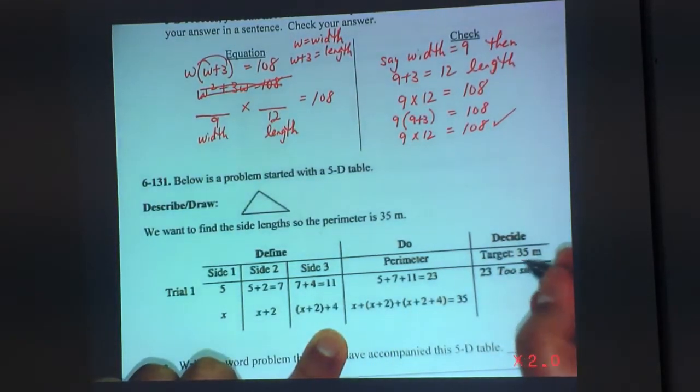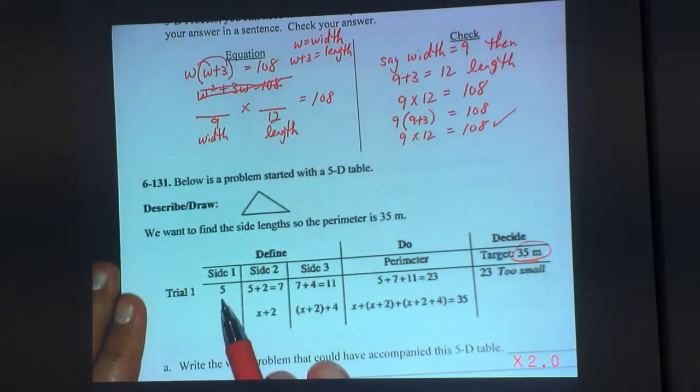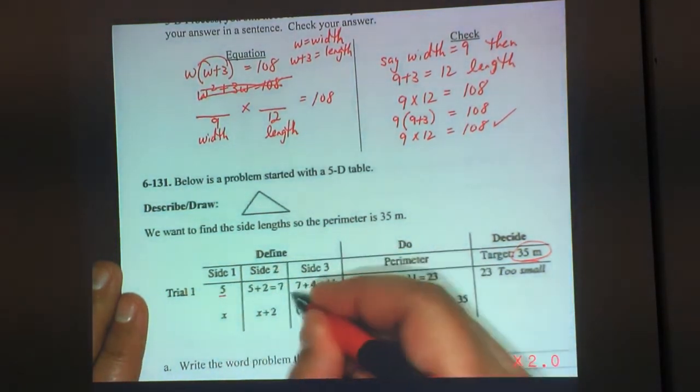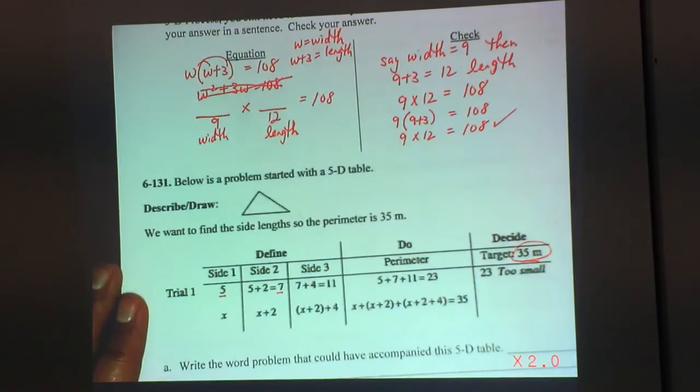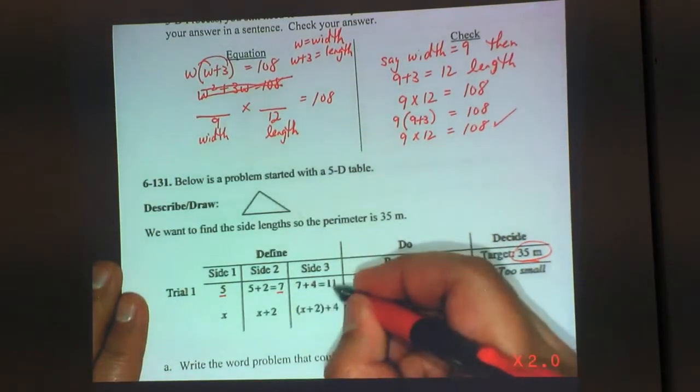And here's our target number. So they tried 5 for side 1, and then they added 2 to 5 and got 7. So they used the 5 for side 1, the 7 for side 2, and then side 3 is 4 more than side 2, so they use 11.